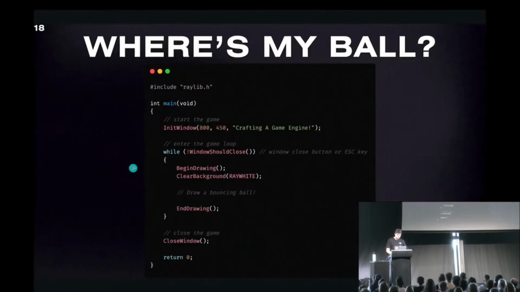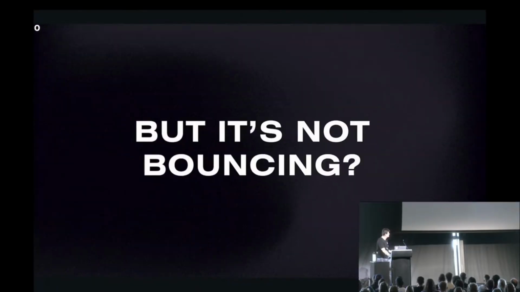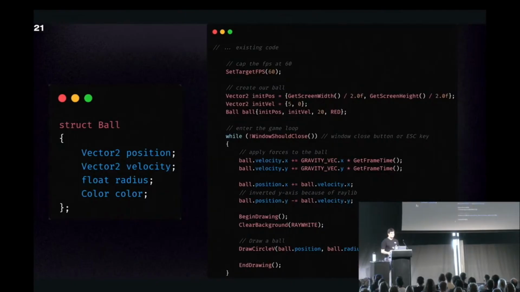You might be wondering though, this still isn't really a bouncing ball. It's a red dot on a screen. So how do we get it to bounce? Well, to get it to bounce, we're going to introduce something called a ball struct. This will contain the position, velocity, radius, and color. And this will act sort of like our data for the game.